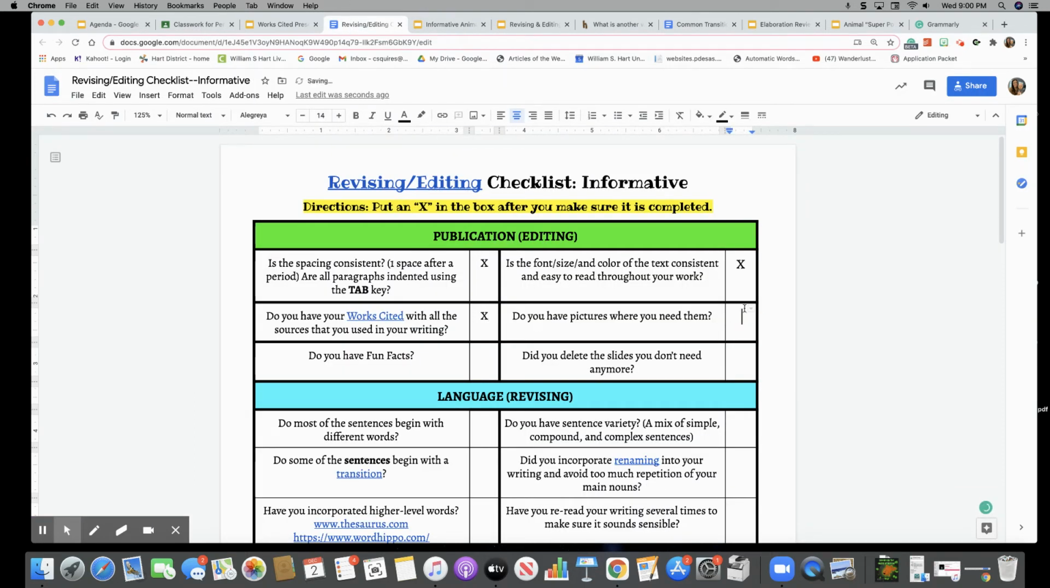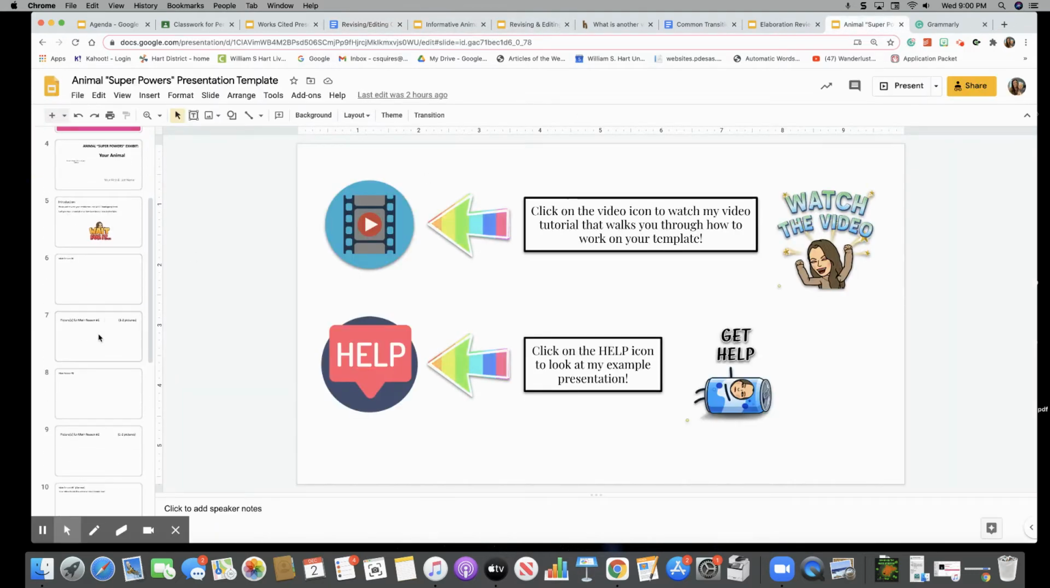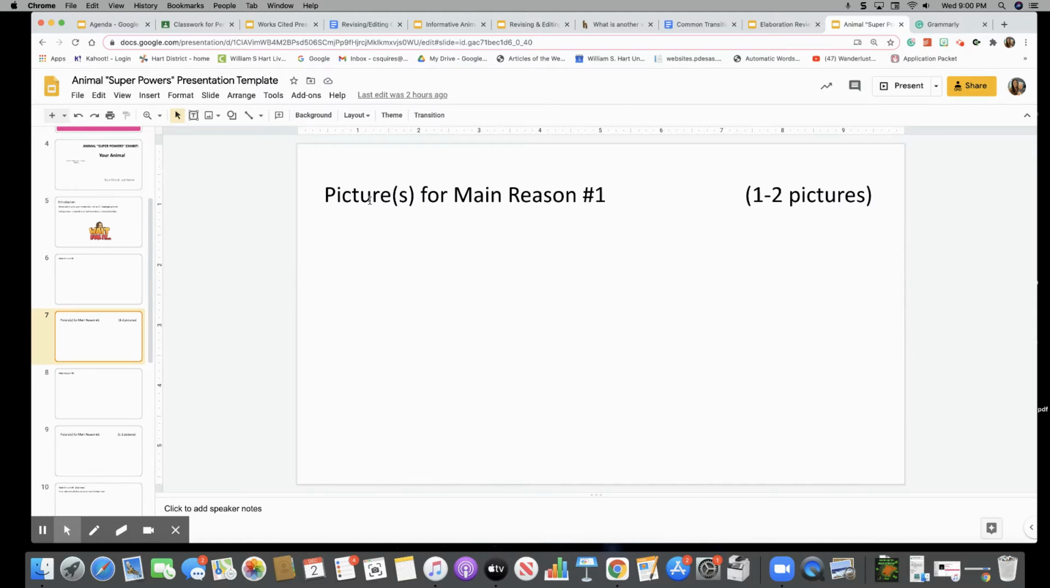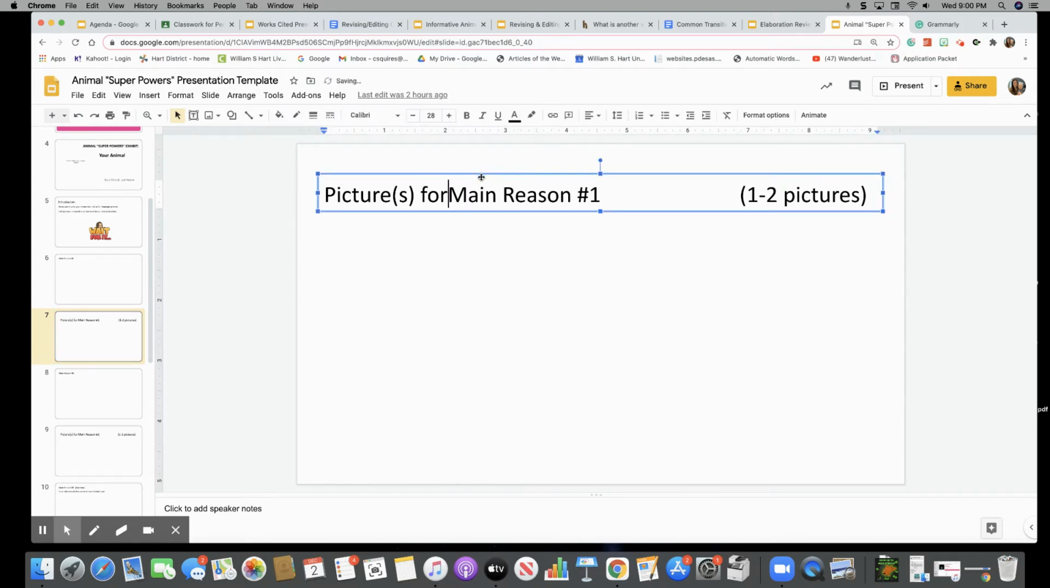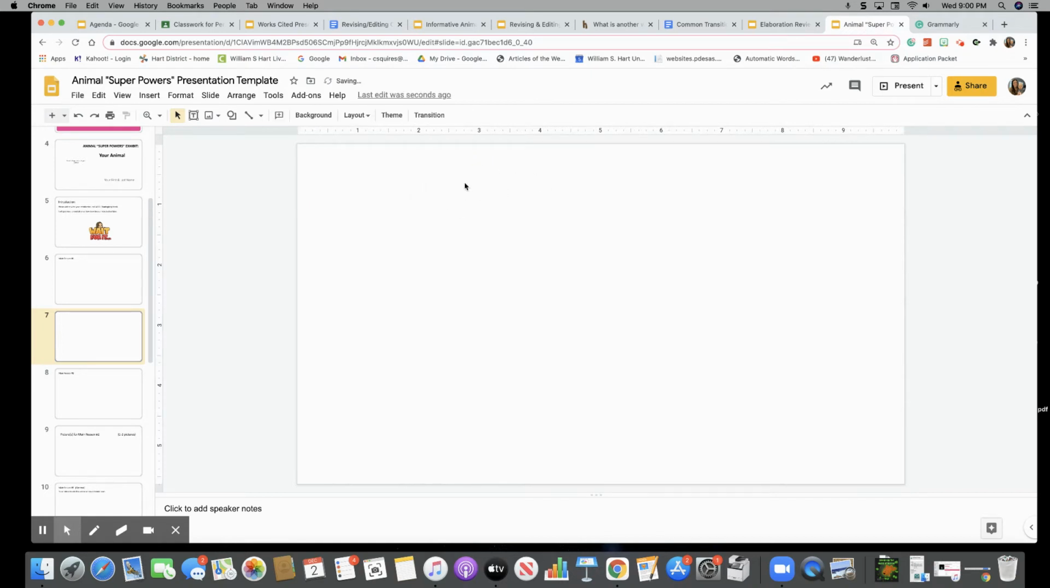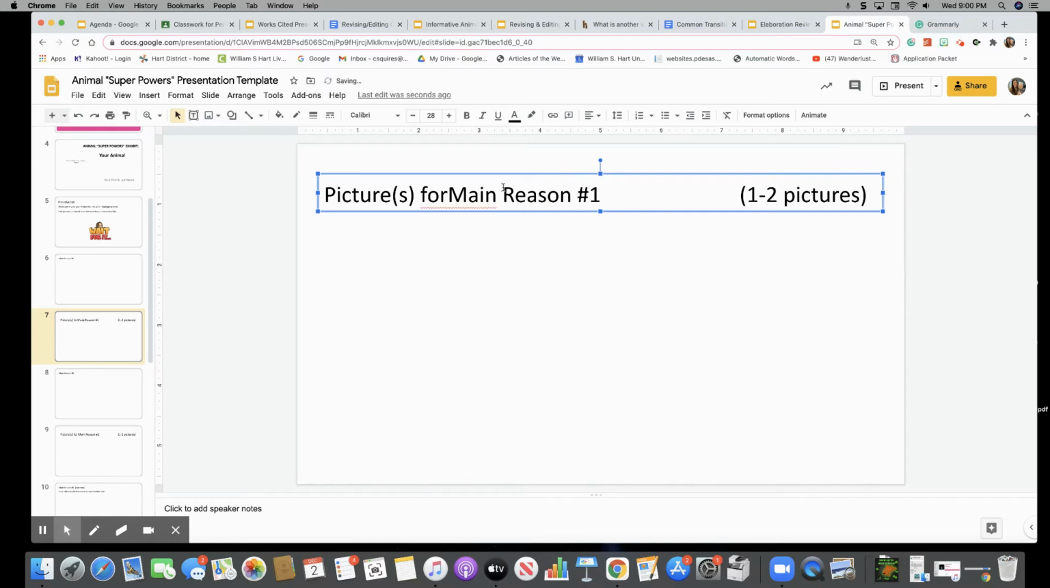Do you have pictures where you need them? When you got your template, it says right here, you want to have pictures or a picture for main reason number 1. One to 2 pictures is what would be great. You can do more if you want, but at least 1 to 2. You can go ahead and delete this. I don't need this anymore. You can delete it and you can make your pictures bigger. That was just a placeholder so that you know what to do there.